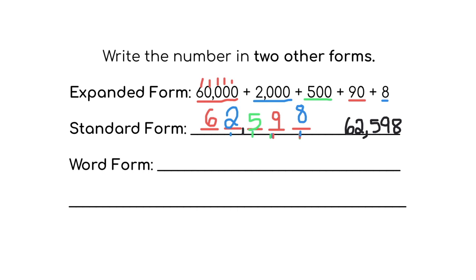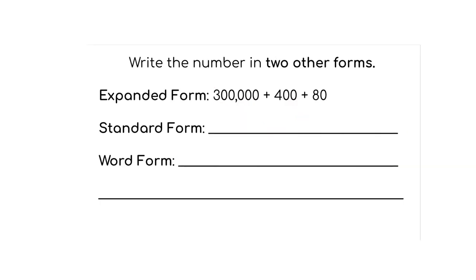Now I can move on to word form. Remember that when we write it in word form, we break it into periods. So our first period is just 62. And then that comma is going to say 1,000. So far I have 62,000. Then I look at my last period, which is 598, and I'll add that. So I have 62,598.